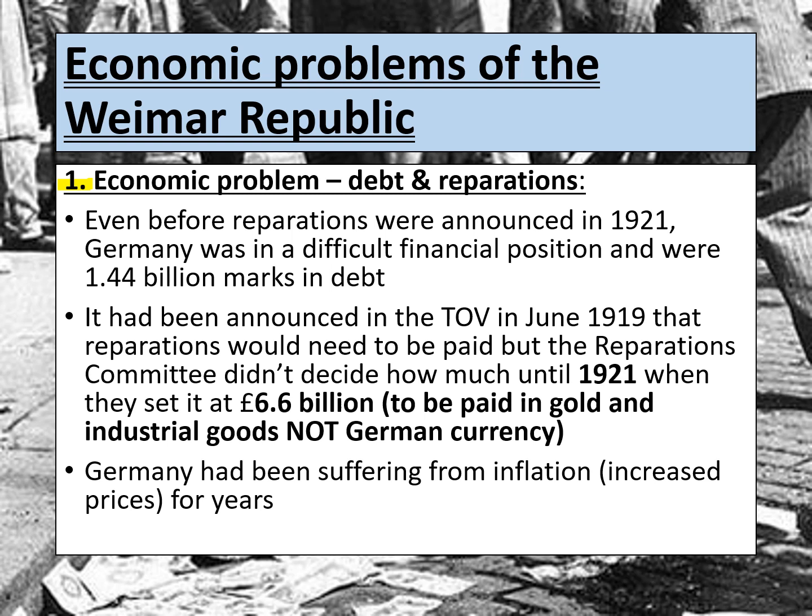Now, it's important we recognise, guys, that reparations actually were not set properly until 1921. When the Germans first signed the Treaty of Versailles, they were signing a blank cheque. They knew they were going to have to pay reparations, but they didn't know how much it would be until 1921. Even before reparations were announced, Germany was still in a very difficult financial position.